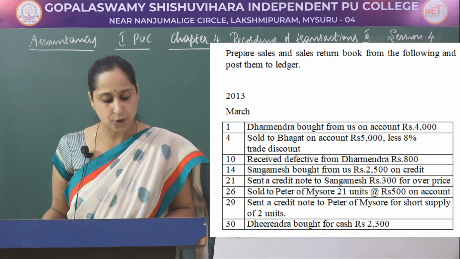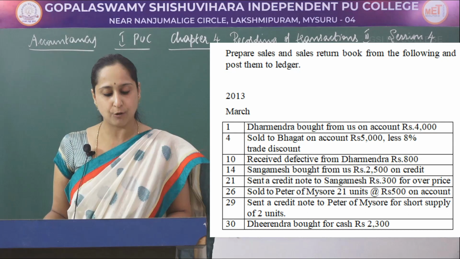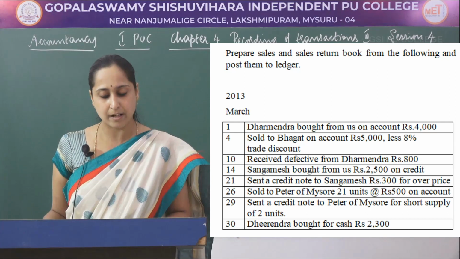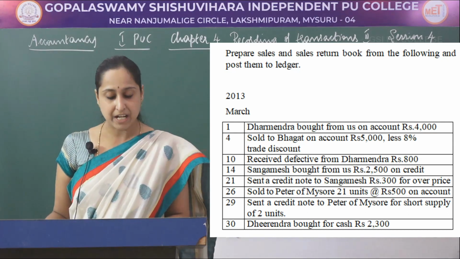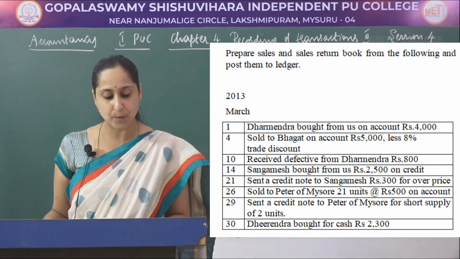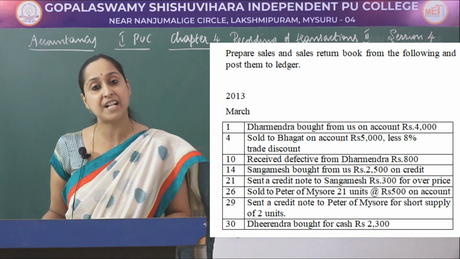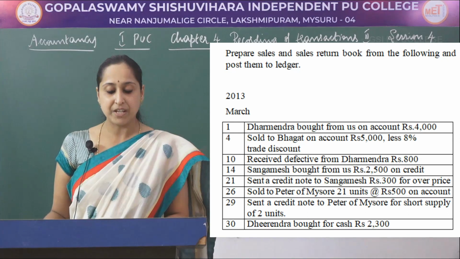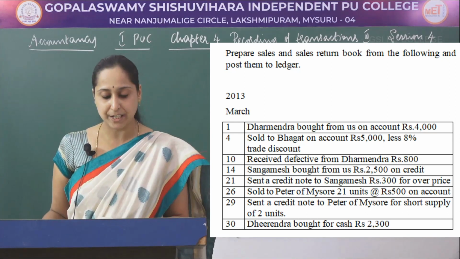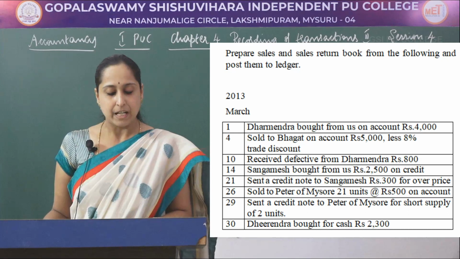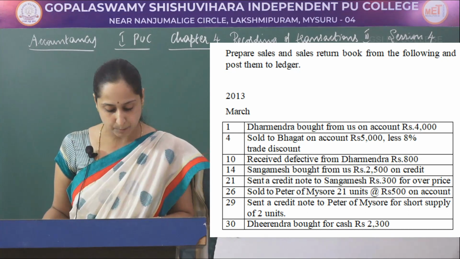And on March 26th, sold to Peter of Mysore 21 units at 500 on account. Here we are selling goods to Peter of Mysore, 21 units at rupees 500 on account. Here we have to multiply 21 units into 500. This we have to record in sales book.